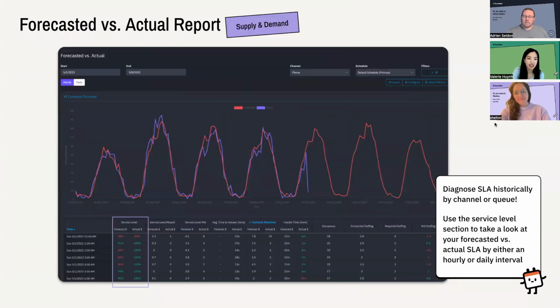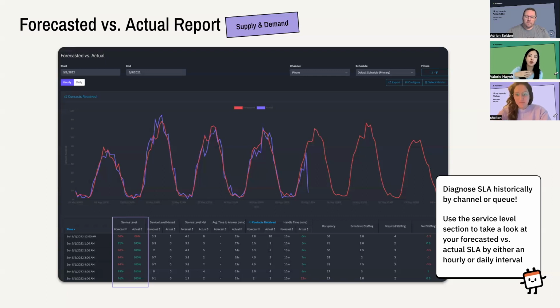All right, next up is my favorite comprehensive SLA diagnosis report, the forecasted versus actual report. This one is very comprehensive because it marries both the supply and demand side of the equation. It allows you to see service levels broken down by hourly or daily intervals in terms of the workloads, and it also allows you to see what constitutes when SLA was made or missed during a specific hour. So you can really use this to put together a story here.